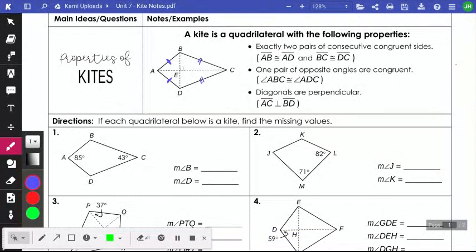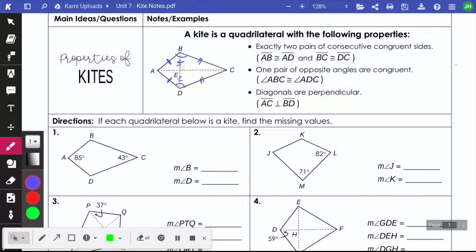Okay, and then it has one pair of opposite angles that are congruent. This angle and this angle are congruent, ABC and ADC, and then the diagonals are perpendicular. And there's more that goes into that, like these sides are going to be congruent to the sides of the little triangle. So if you look, there are 4 little right triangles inside of there, so we'll use that at some point.